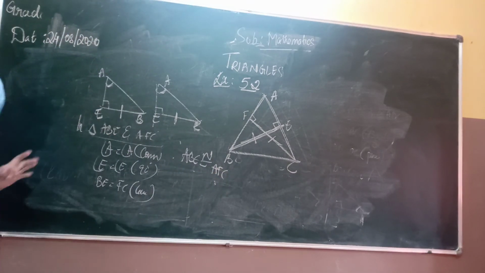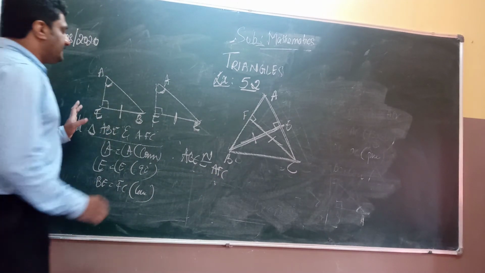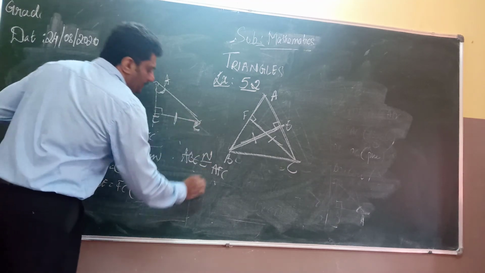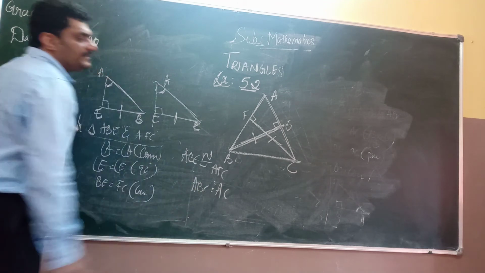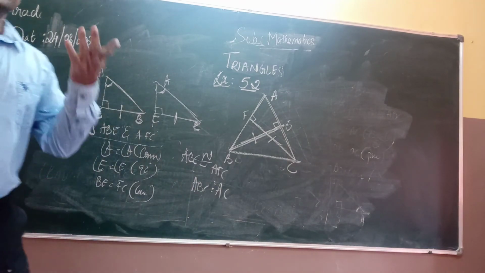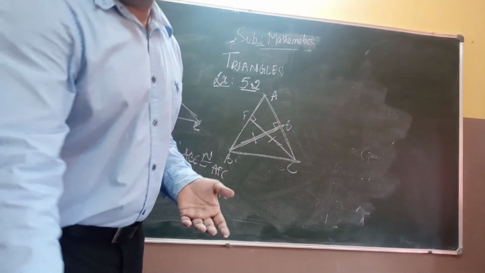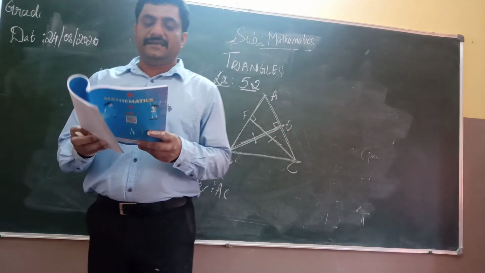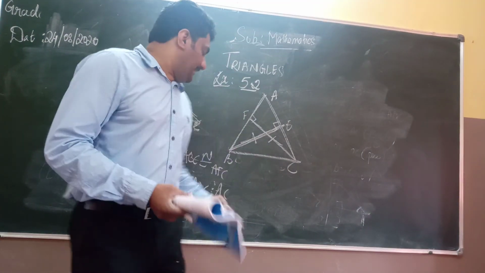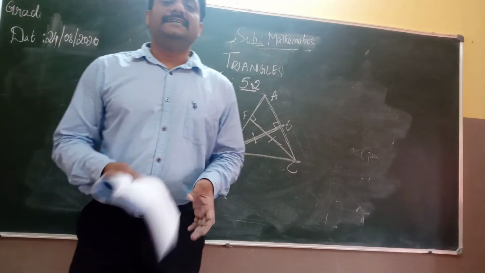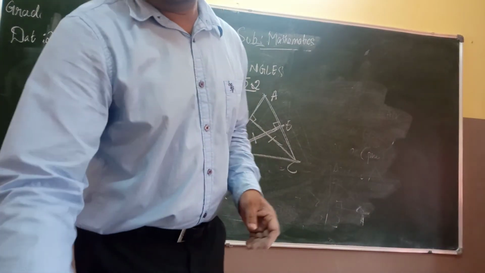Once these two are congruent, we can directly say that AB is equal to AC. If AB is equal to AC, what kind of triangle is that? It has to be an isosceles triangle. That is what the second part is asking: prove that AB is equal to AC. Hence it is an isosceles triangle.